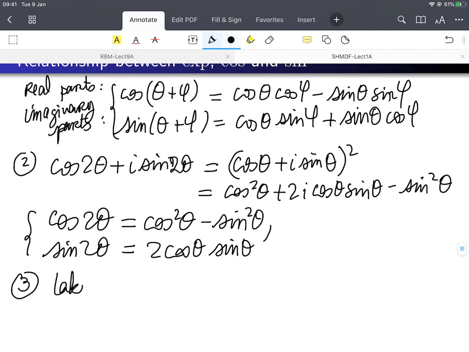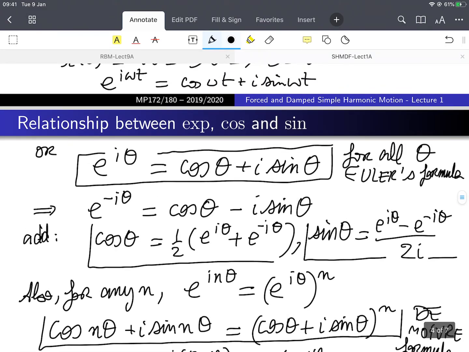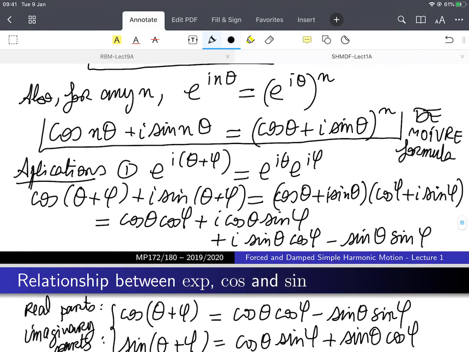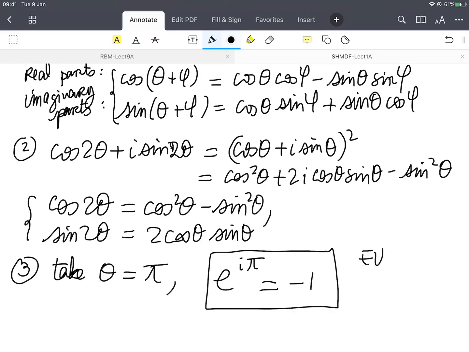Another thing we could do, if I take theta as pi, I put pi into Euler's formula, I'll have cos pi, which is minus 1, plus i sine pi, which is 0. And so I end up with e to the i pi equals minus 1. And that's the famous Euler identity. Nice formula that brings together e, i, and pi.